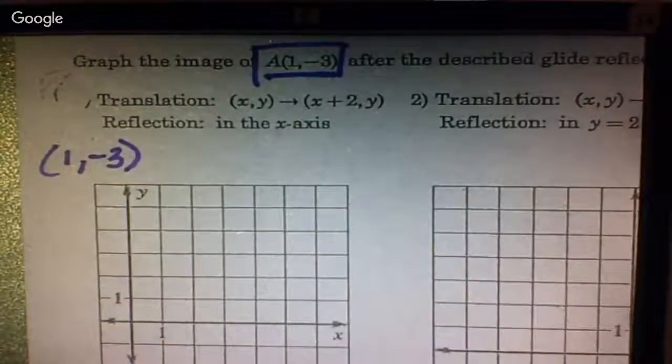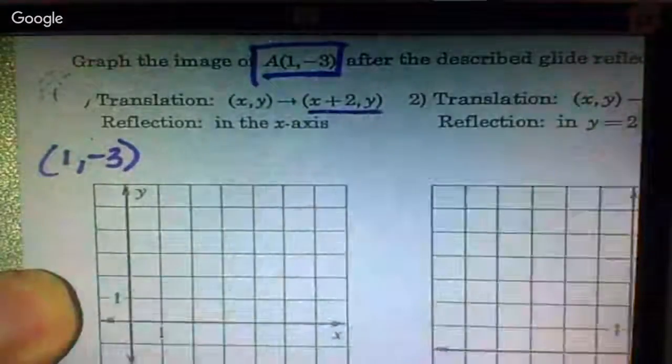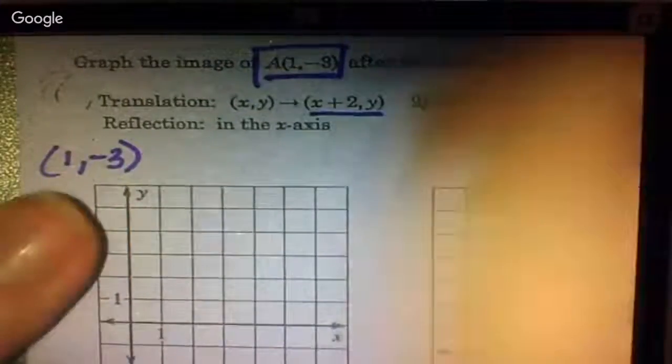The first thing they want us to do is translate. What am I doing to my point when I translate? According to my rule, what is this telling me I'm doing? Adding 2 to x, which means it's going to the right by 2. So it'll be (3, -3).